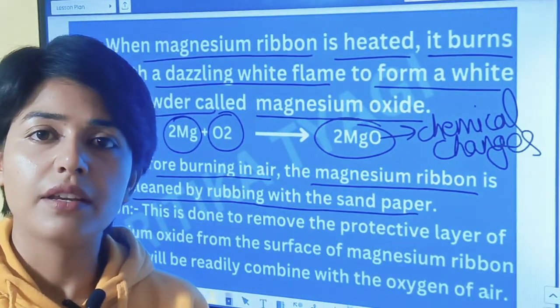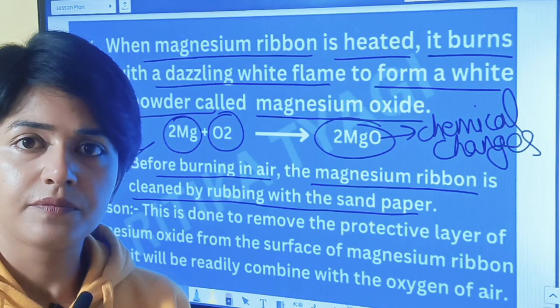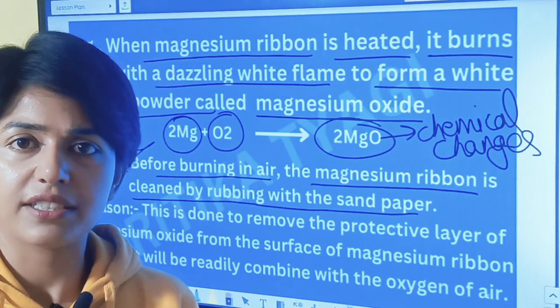Why is magnesium ribbon rubbed before burning in air?